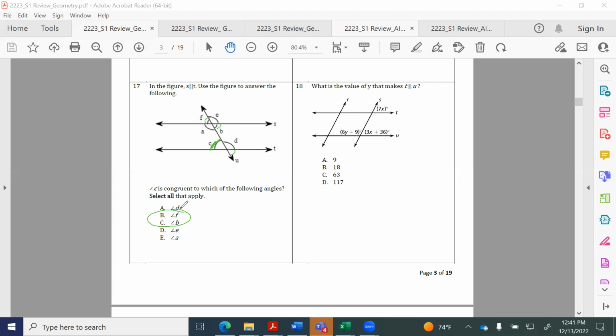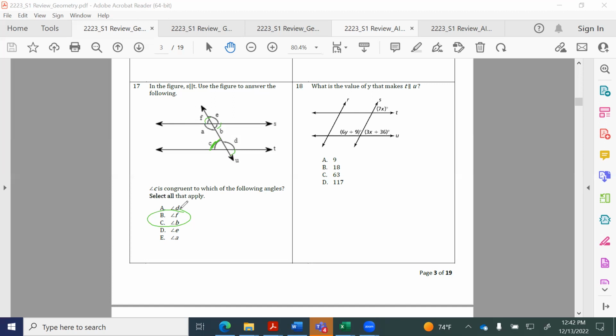Again, when we have parallel lines, all the angles have to be either congruent or supplementary. All the acute angles will be congruent to all the acute angles. All the obtuse angles will be congruent to the obtuse angles. And the combination of one acute and one obtuse will have to be supplementary. On number 18, you can use those same facts to solve for y.